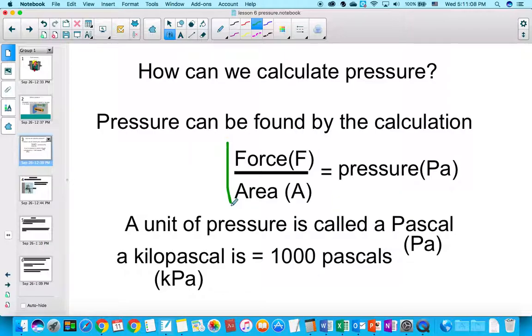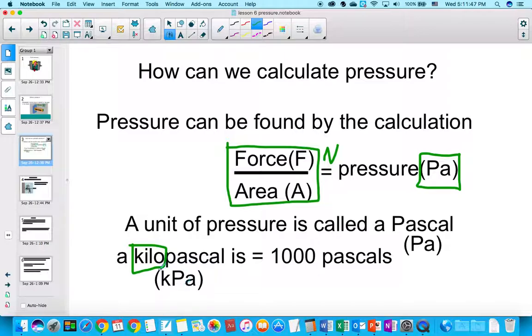This calculation is what you need to know and memorize for calculating pressure. It's force, F, over area, A. Force is measured in newtons, so you can also see N, but we'll just do force over area. The unit of pressure is Pa, and it stands for pascals. And if you say kilopascal, kilo is Latin for 1,000. So a kilopascal is 1,000 pascals. This is denoted by kPa.